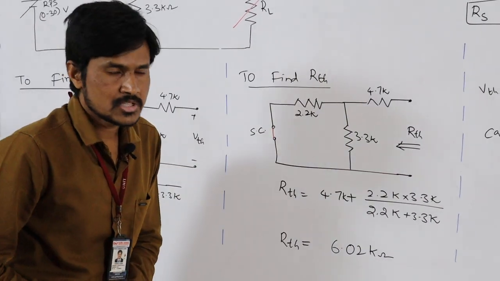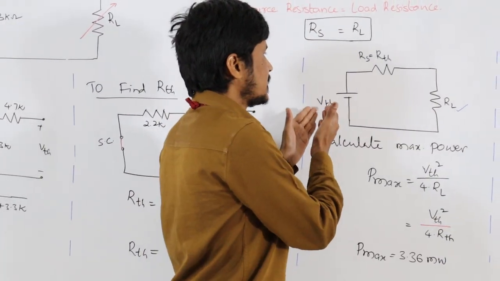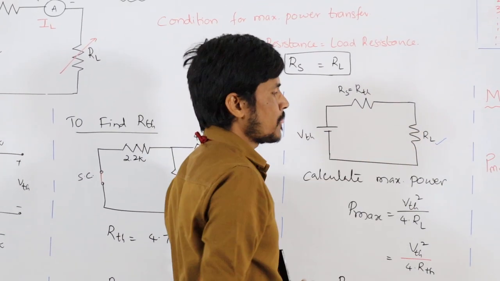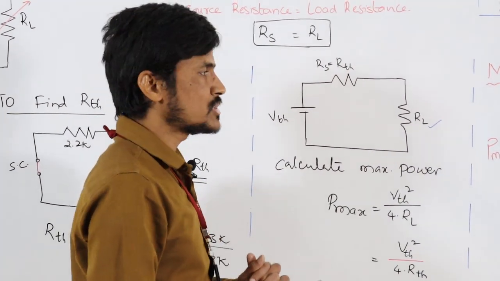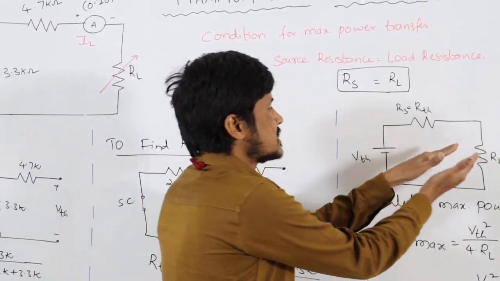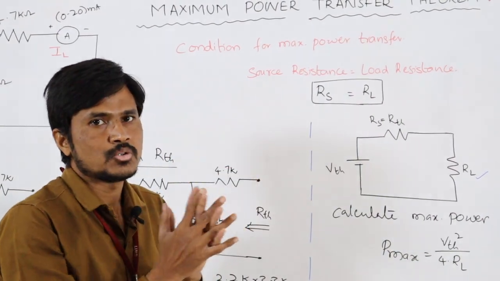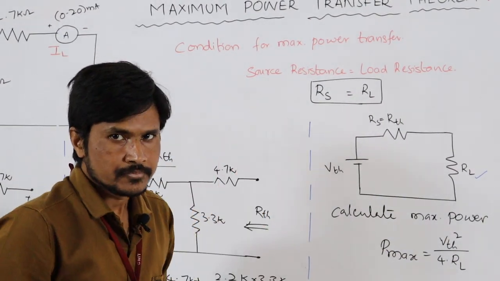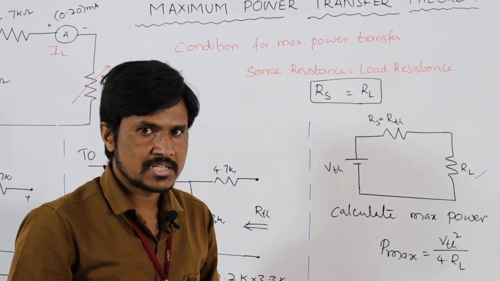After getting this, just draw Thevenin's equivalent circuit here: VThevenin, RThevenin and RL. Here RL is an unknown value, and we are going to check it. How to check? According to the maximum power transfer theorem, when the load resistance is equal to the source resistance, then the maximum power will be transferred from the source to the load. Here the source resistance is nothing but Thevenin's resistance.